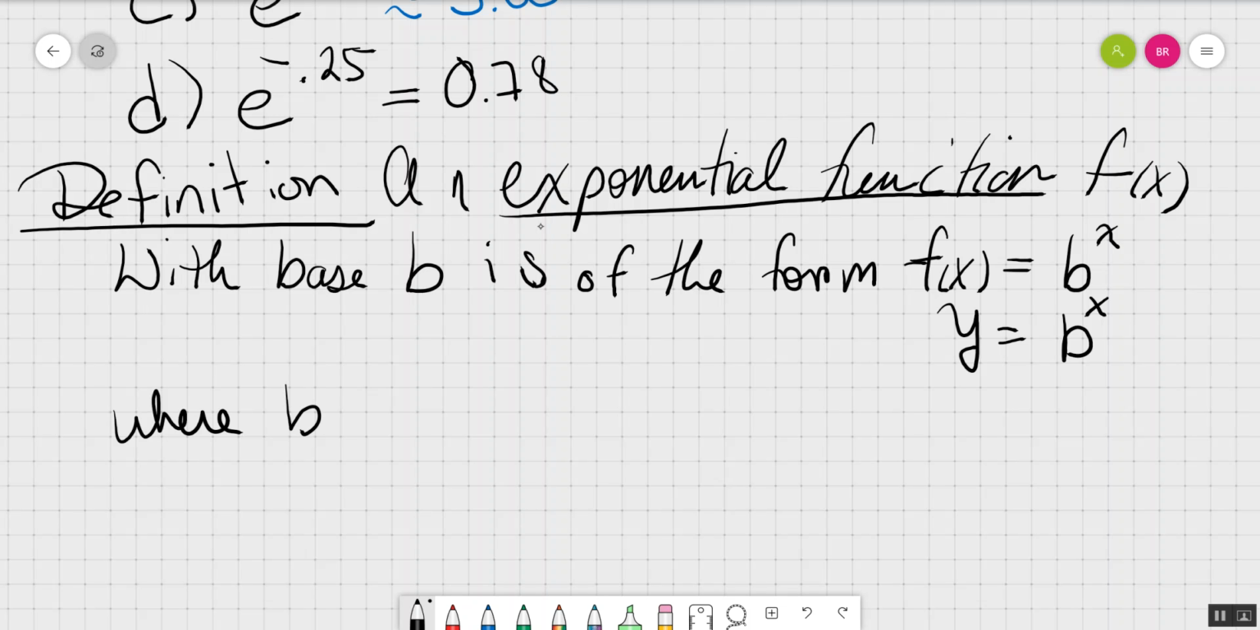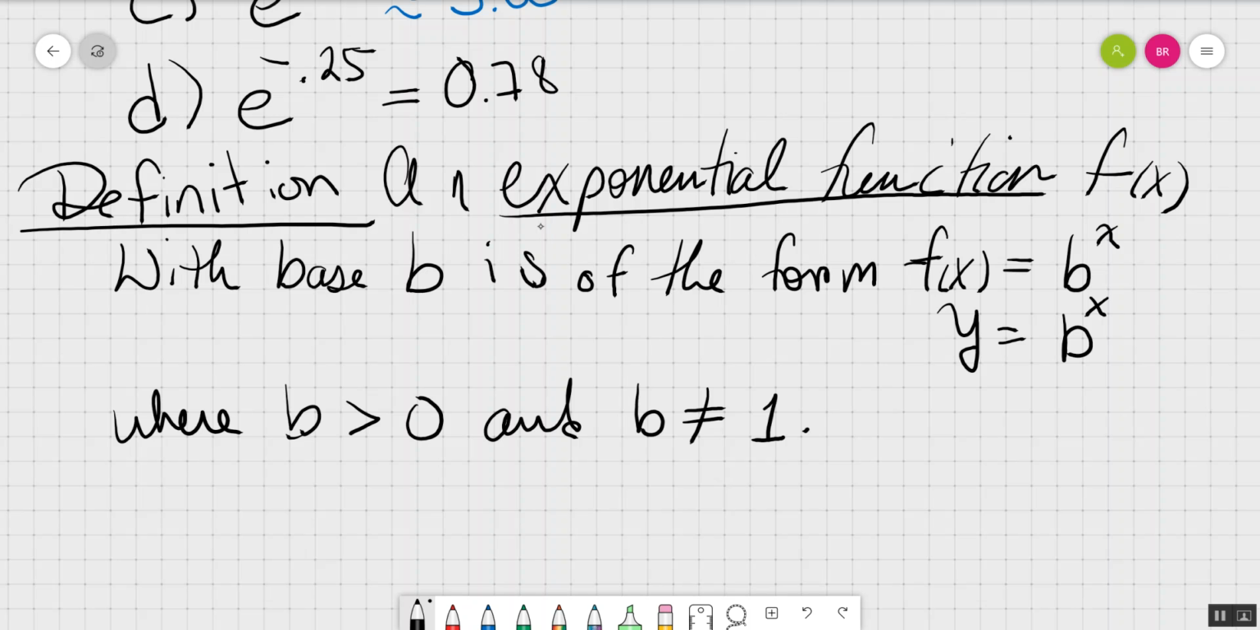When we look at b, it has to be something positive, so no negative bases, and b can't be 1. Now the reason we don't want b to be 1 is that when I put in a 1 for my base, I'm just going to be doing 1 to certain powers. Well, 1 to any power is just going to be 1, so that's like the boringest function ever. It's just a bunch of 1s.